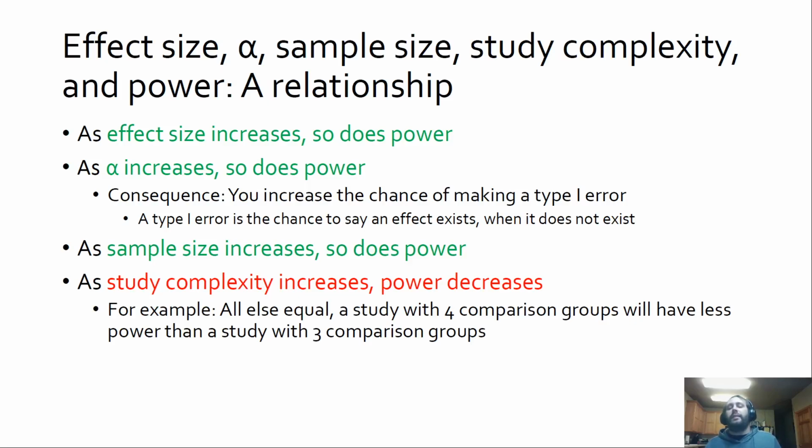And then lastly, we have to talk about study complexity. When I talk about study complexity, I'm really talking about, when all things are equal, a study with 4 comparison groups or even 4 predictors is going to have less power than a study with 3 comparison groups. So essentially, all things equal, as the study complexity increases, as you have more groups or more predictors within your study, we have less power associated. So we need to build up on something like sample size or have a bigger effect size in order to have more power when we have larger complexity within our studies.